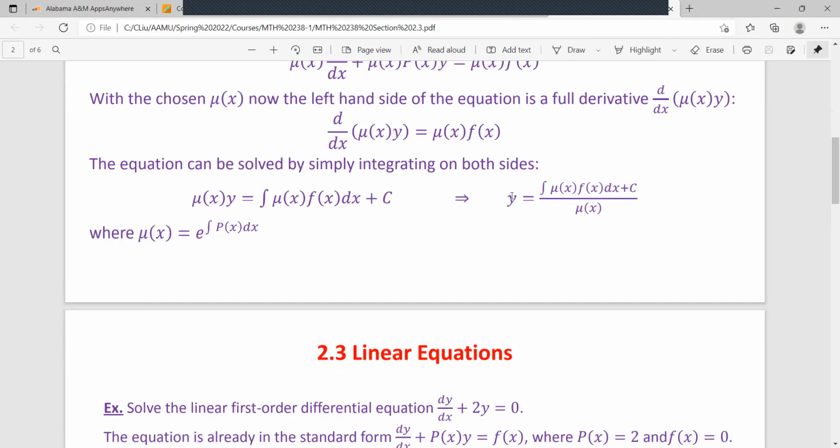So this is the solution of the equation. We got y equal to the integral of mu times f plus c, over mu, where mu is equal to e to the integral of p. So you just plug in p and integrate to get mu first, and then plug in mu and integrate to get y, the solution. Okay, so that's how we solve a linear first order differential equation.